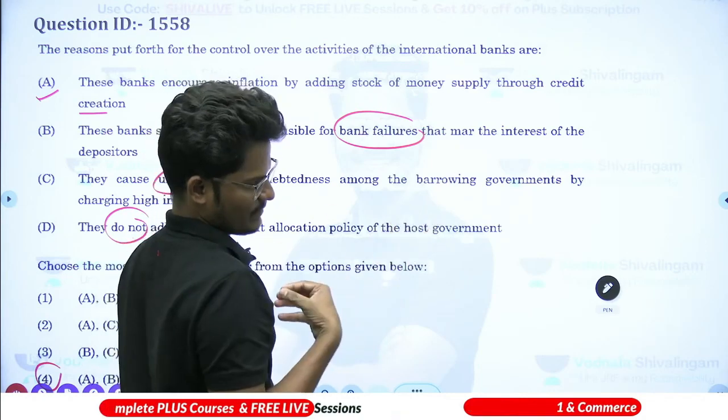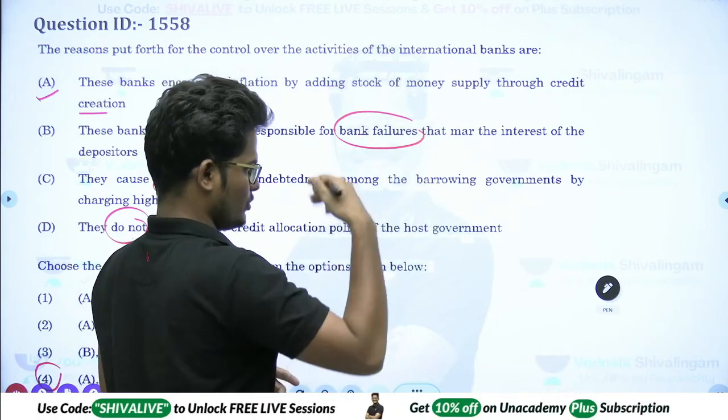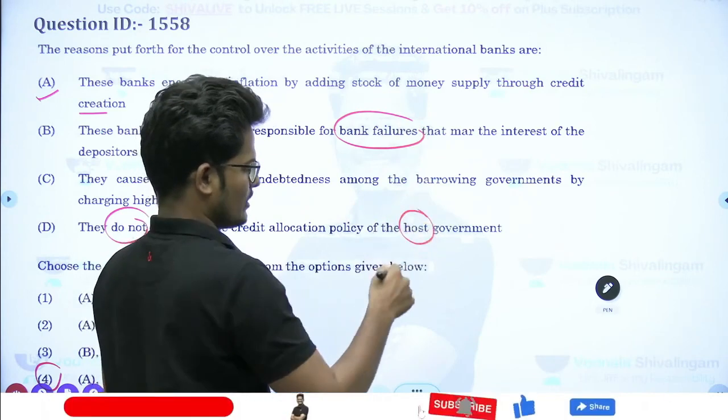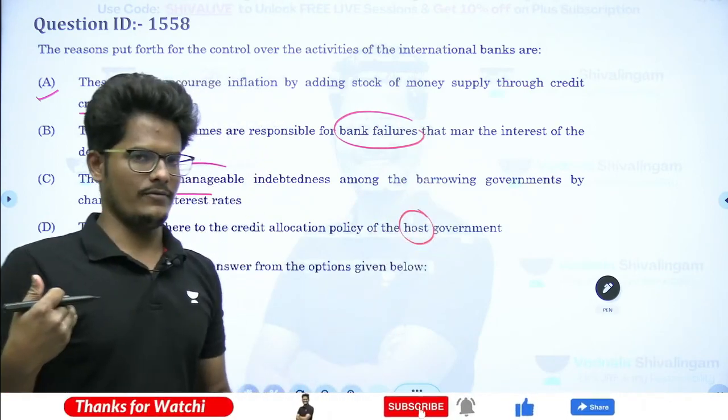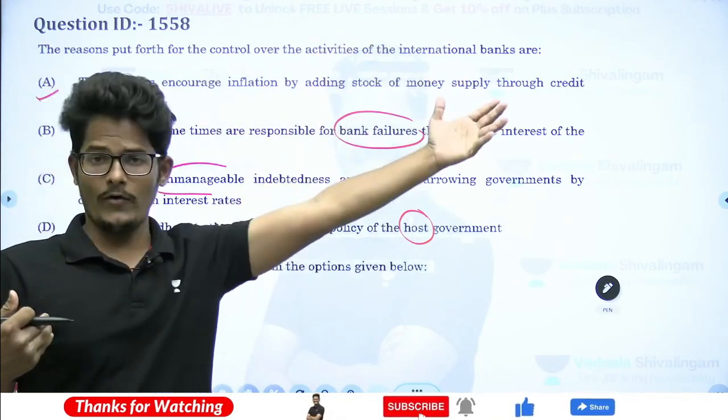Suppose SBI is an Indian bank. SBI is also available in the USA and some other countries. So the USA is a host country then. SBI is not required to follow India's rules when it is set up in the USA or UK. They have to follow the USA.